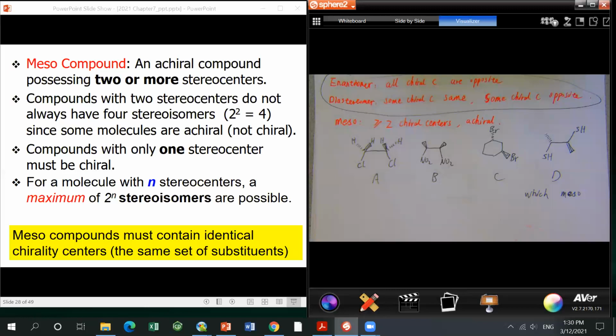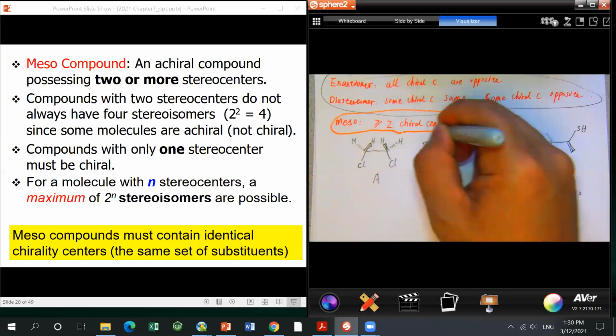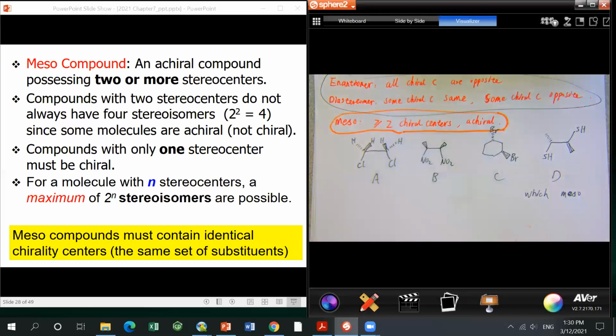The definition of a meso compound: two or more chiral centers, but the whole molecule is achiral. And ABD, okay. This is a really hard one, so probably I will go through this question. So far no student can provide all the right answers. Not all of them.